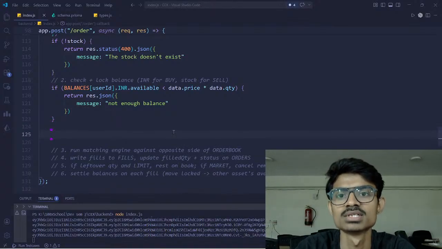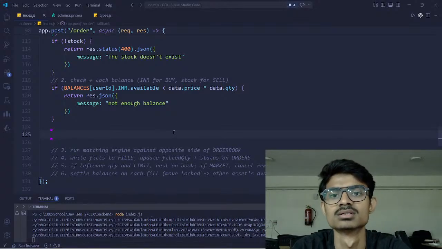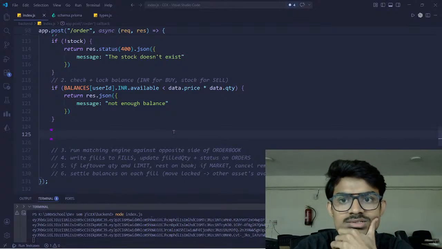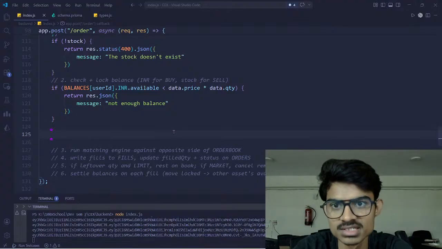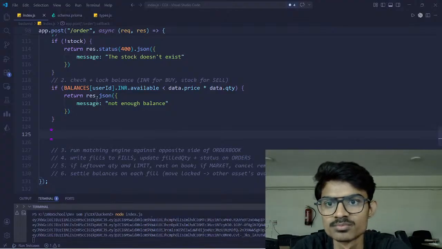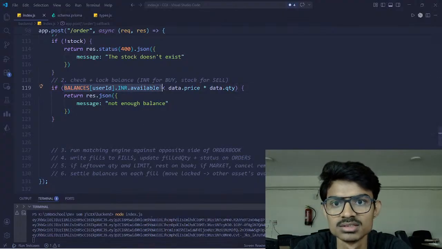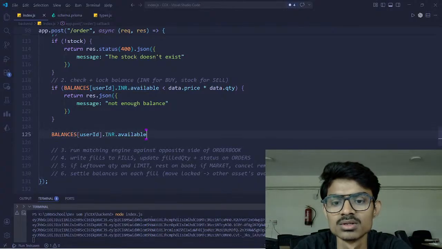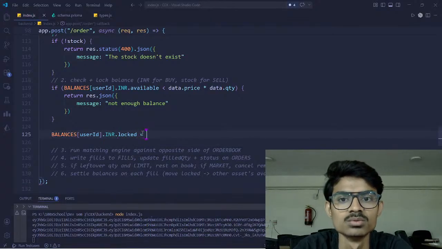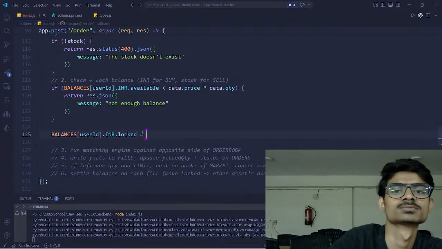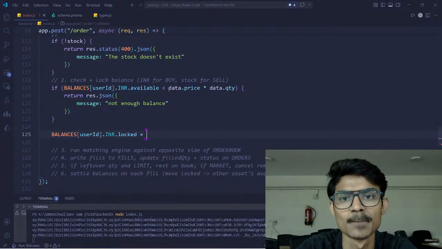Now I have to lock that much balance. So I'm bidding, I cannot spend that money anywhere else. So how do I lock it? Just copy it, lock it. So available.locked equal to this.